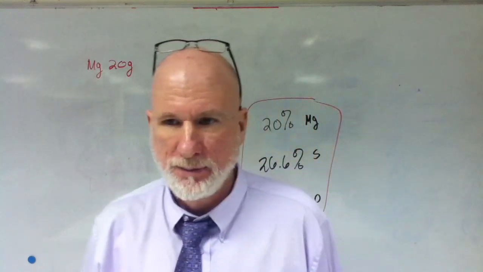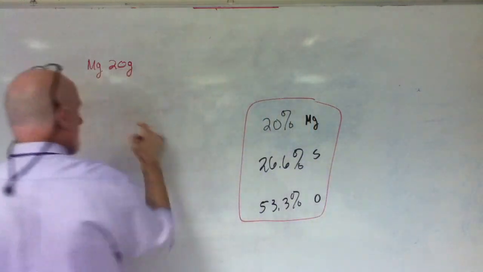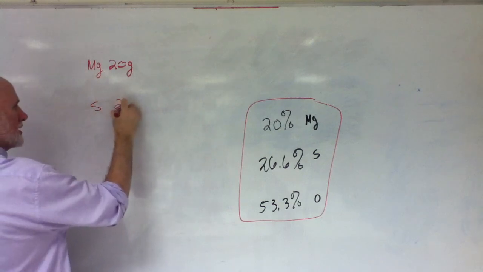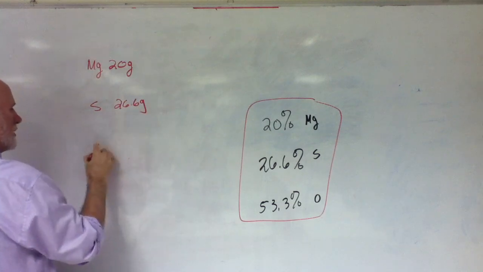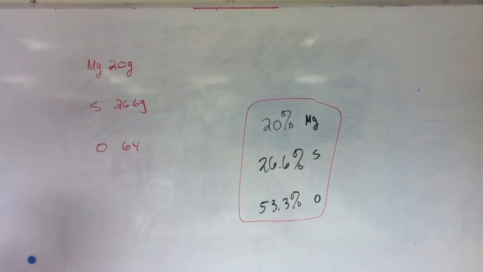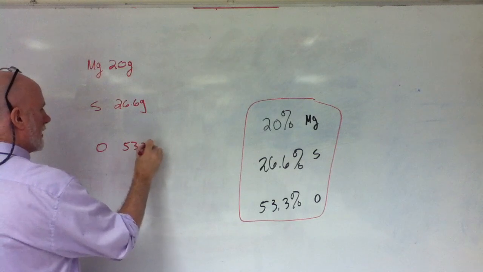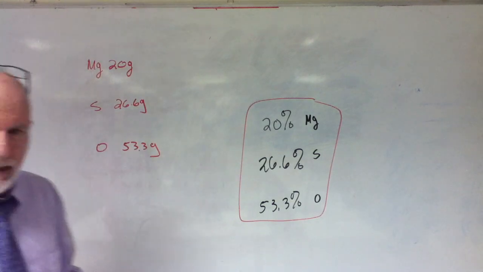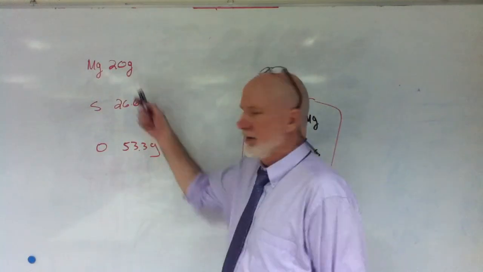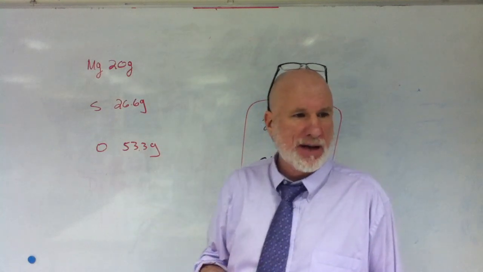What you do is you assume it's 100 grams, and then say sulfur is going to be 26.6 grams. Oxygen is going to be 64, sorry, it's going to be 53.3 grams. Correct? Yes? Now, this is what you need. You can't compare the masses directly. The masses are not going to tell you what the combination of particles are.